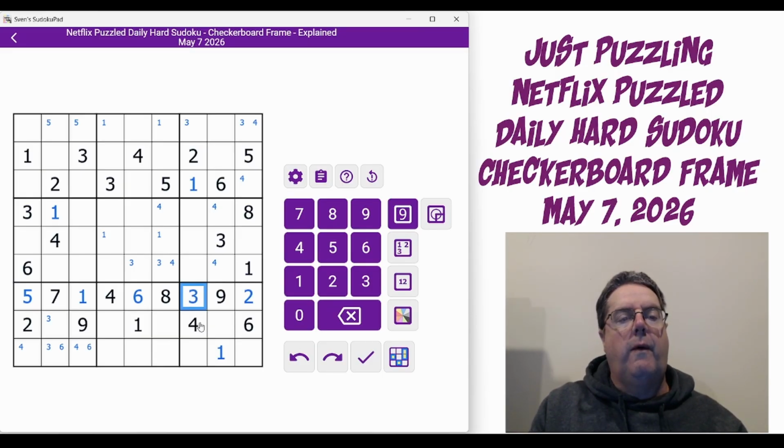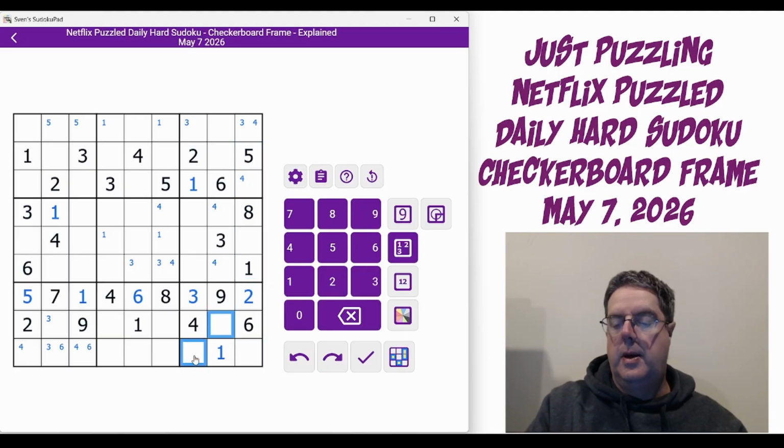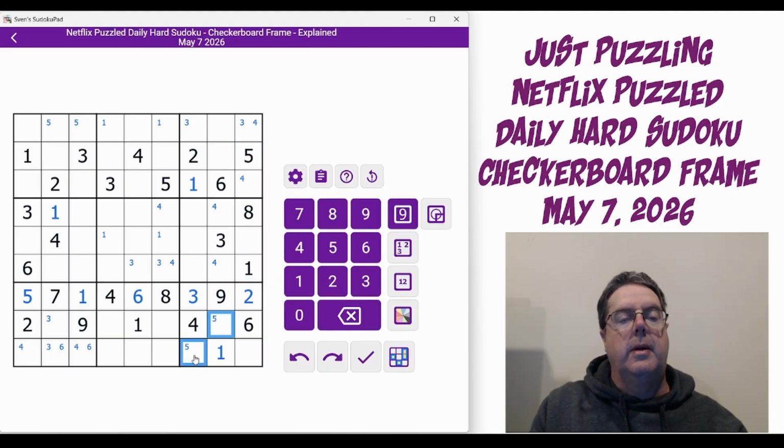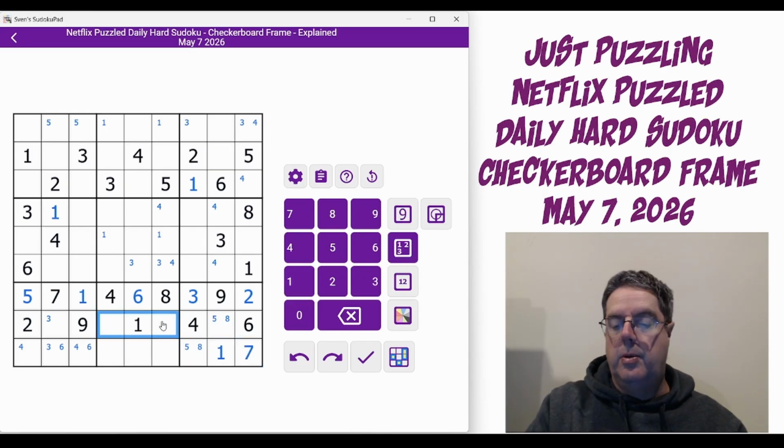1, 2, 3, 4, 5. 5 can't be here, so 5 is one of these two. 6, 7. 7 can be in all of them, and 8. 8 comes down here, so that's a 5, 8 pair, meaning this has to be a 7. 7 comes across here, so 7's one of these two.